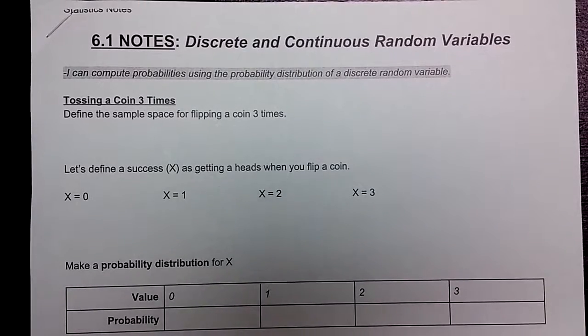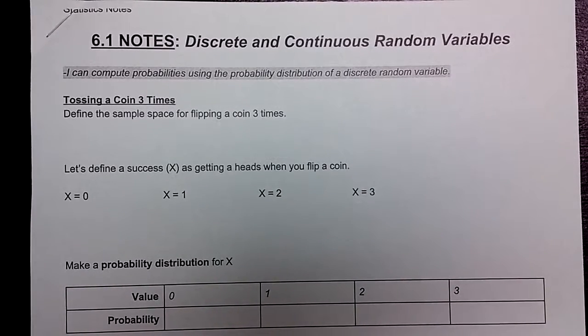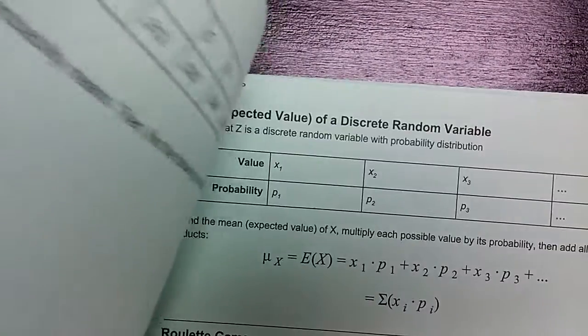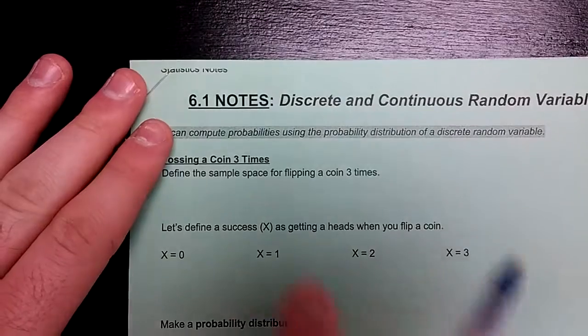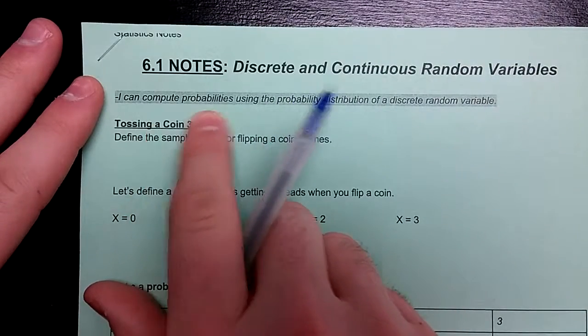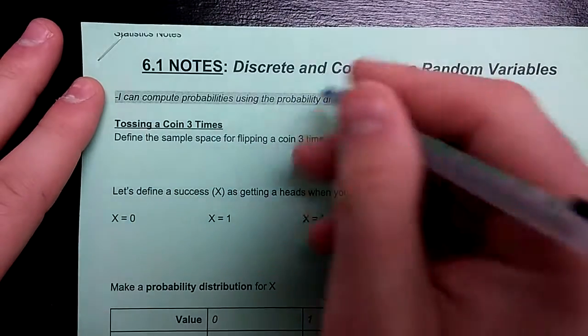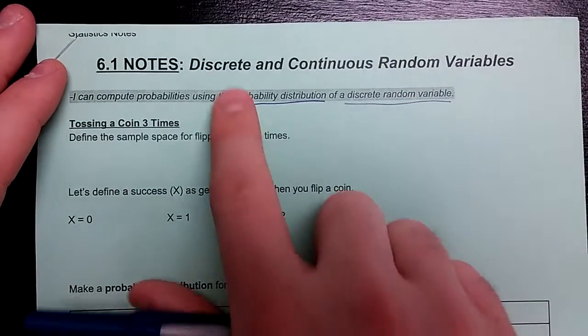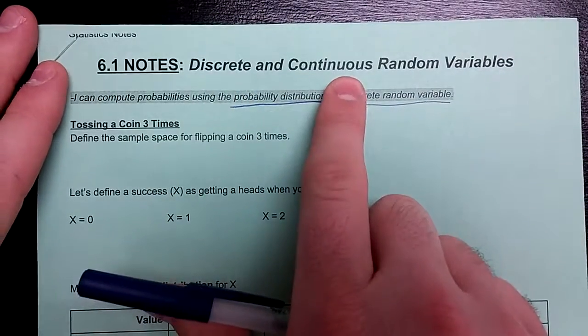In this first video for section 6.1 notes, we're going to talk about discrete random variables, how to determine what a sample space and a probability distribution is of that discrete random variable. We're also going to talk about the requirements for a distribution and find some probabilities within a distribution as well. So, first I can statement, you're going to be able to compute probabilities using the probability distribution of a discrete random variable. And you notice the title of this section is discrete and continuous random variables.